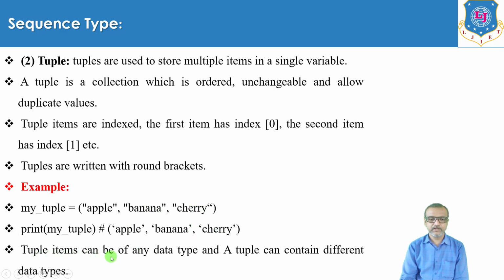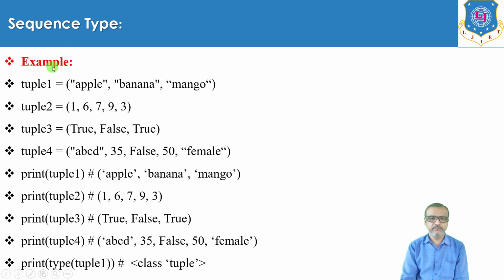Now similarly, tuple items can be of any data type, and a tuple can contain different data types. See, this is the example. In tuple 1 we have string elements, that is apple, banana, mango. In tuple 2 we have integers, that is 16793. In tuple 3 we have boolean data types, that is true, false, true. And in tuple 4 we have a combination of string, boolean and int data types, that is ABCD, 35, false, 50, female.